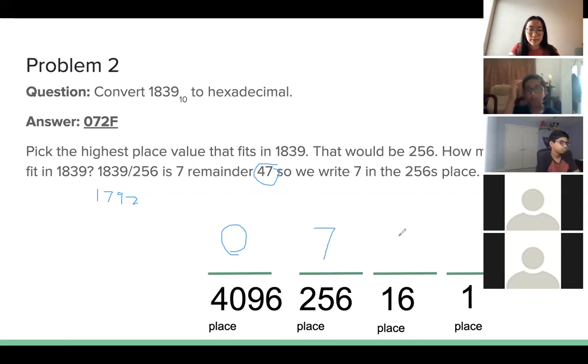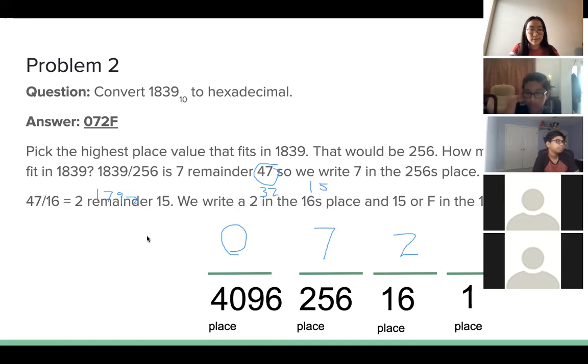And then our remainder is 47. So a couple of 16s are going to fit in there. 2 16s are going to fit in 47. That gets us to 32. And our remainder is 15. And then we have to write 15 once. But how are we going to do that? Well, that's going to be F. Oh, it pops up. Wonderful.